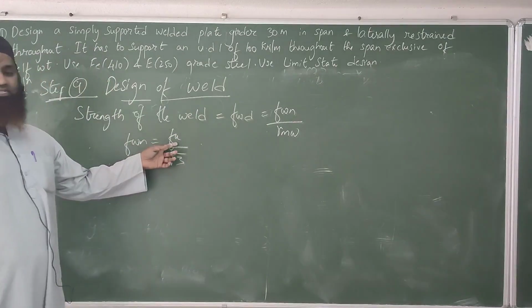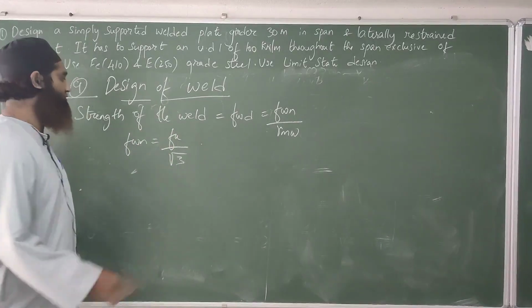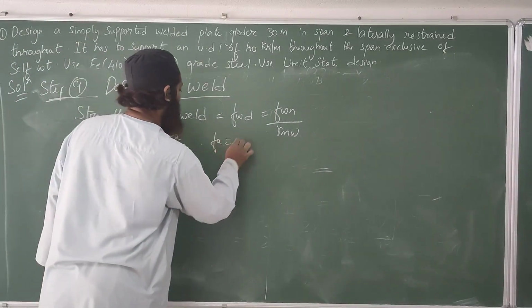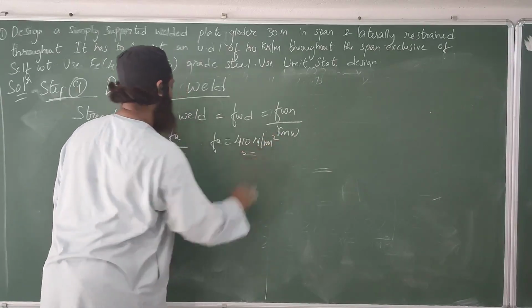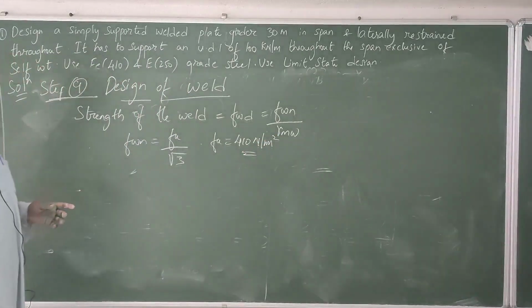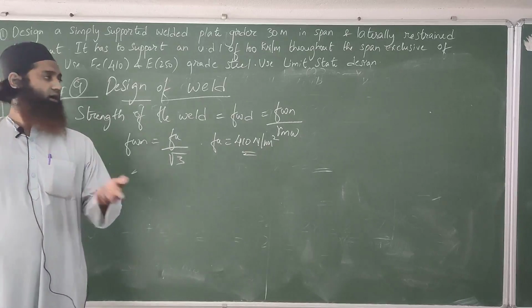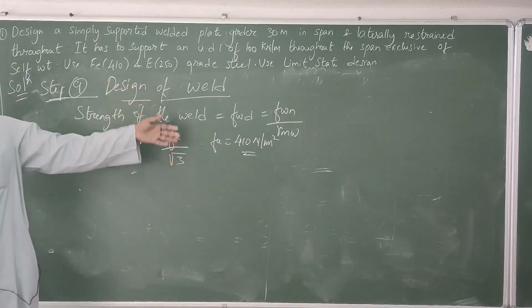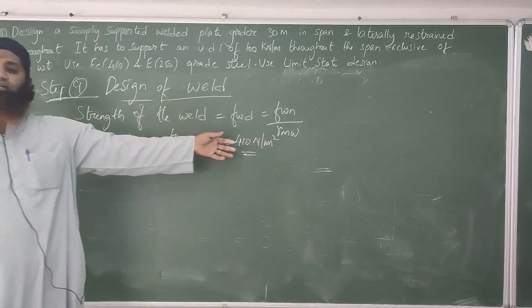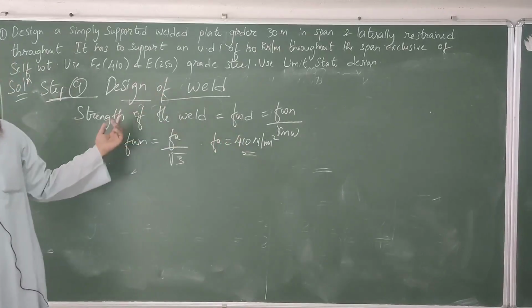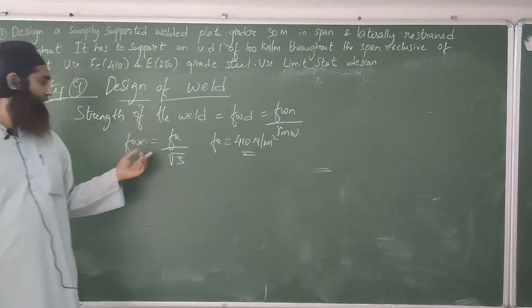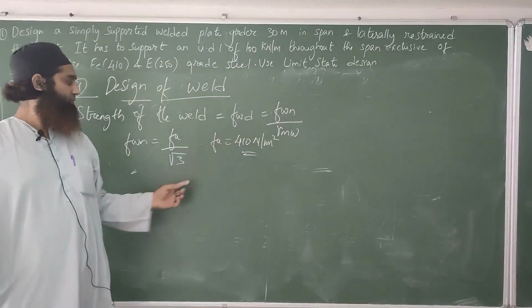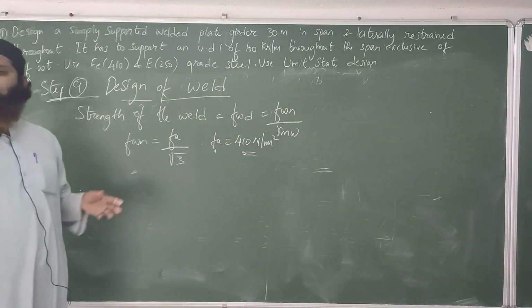FU is the ultimate stress, that is 410. We know FU is equal to 410 Newton per mm square. Okay, we'll just substitute these values here. You can just change it and after changing it, you will get it. Strength of the weld, FWD is equal to FWN by gamma MW, where FU is 410 Newton per mm square. We'll just substitute these values here and we'll get it.